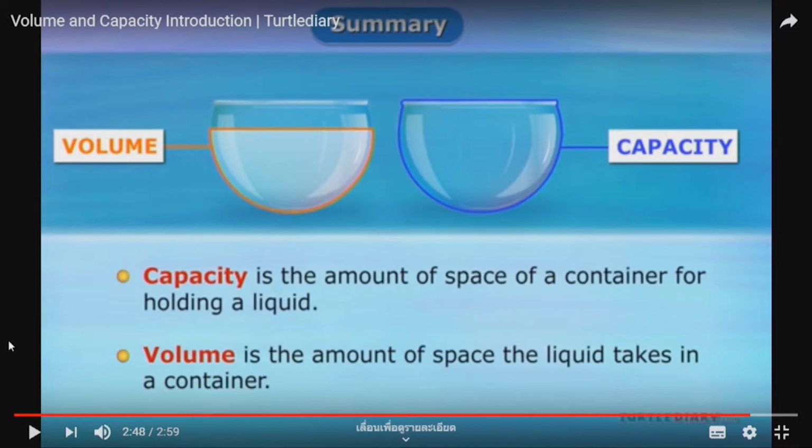So we ready, guys? Capacity is the amount of space of a container for holding a liquid. Or to put it in simpler terms, capacity, how much something holds. And volume is the amount of space the liquid takes in a container. Or to simplify it, volume is the amount of something. Okay, so now we'll have a look at our PowerPoint presentation.